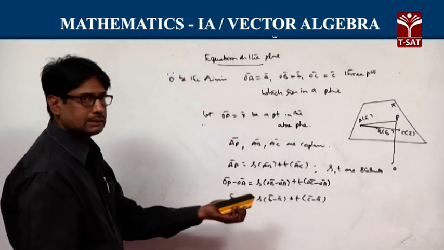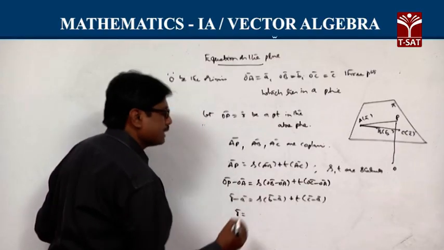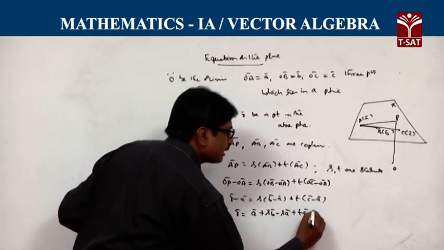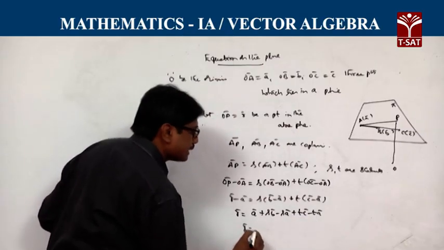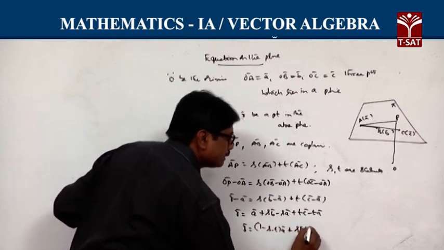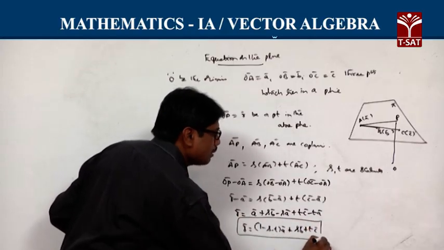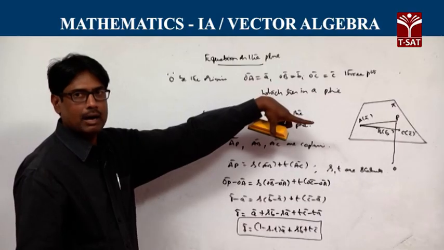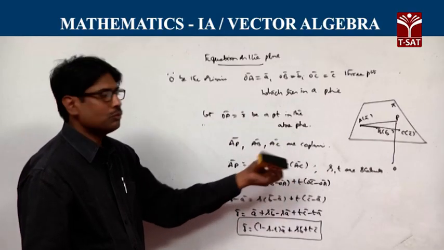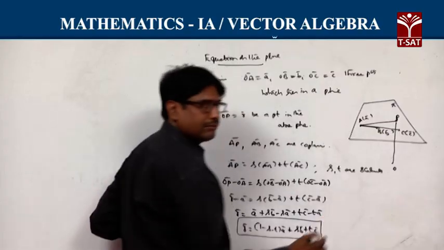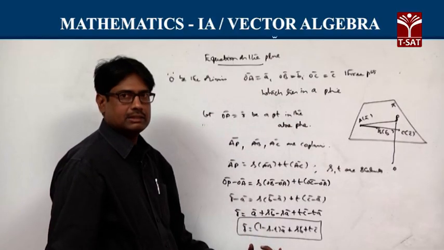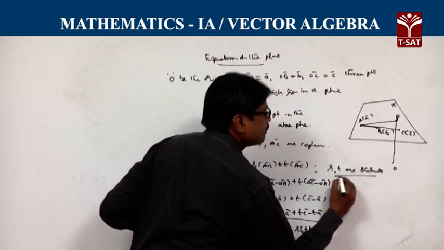Separating the A bar, B bar, C bar vectors, we notice that R bar is equal to A bar plus s B bar minus s A bar plus t C bar minus t A bar. Or, R bar is equal to 1 minus s minus t into A bar plus s B bar plus t C bar. This is the vector equation of the plane passing through three vector points A bar, B bar, C bar. Remember, this is also a parametric equation. In earlier classes I told you what we mean by a parametric equation: we took a point in the plane, applied the locus condition for this point, and got the plane equation. Here s, t are scalars.